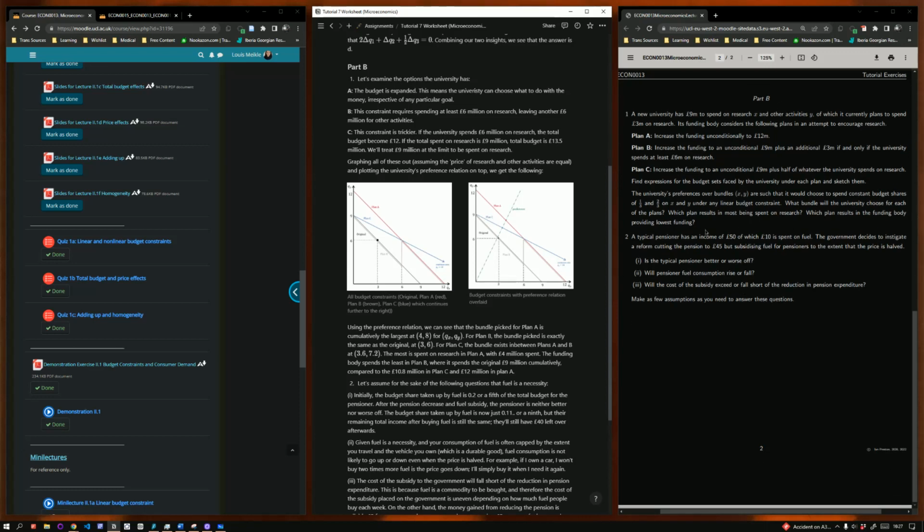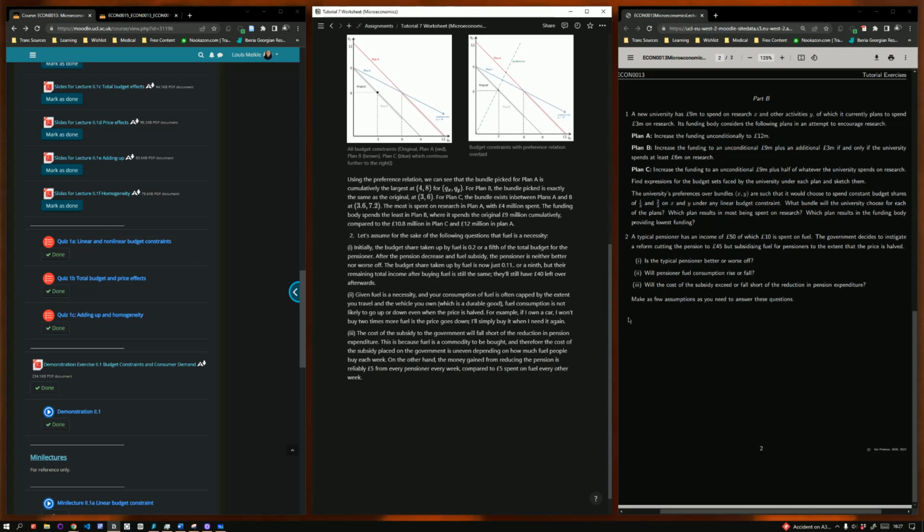Now let's look at the second question. This one's quite simple, I think. A typical pensioner has an income of £50 for which £10 is spent on fuel. The government decides to instigate a reform cutting the pension to £45 but subsidising fuel for pensioners to the extent that the price is halved. Is the typical pensioner better or worse off?